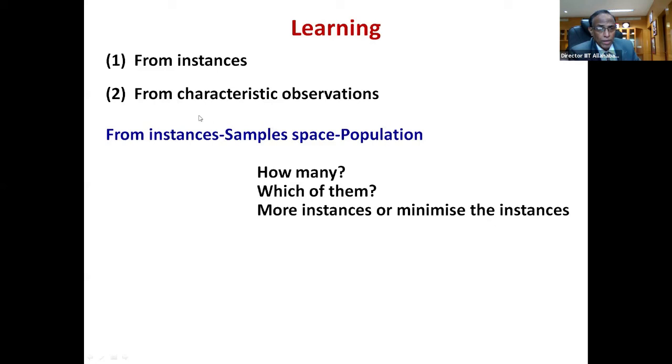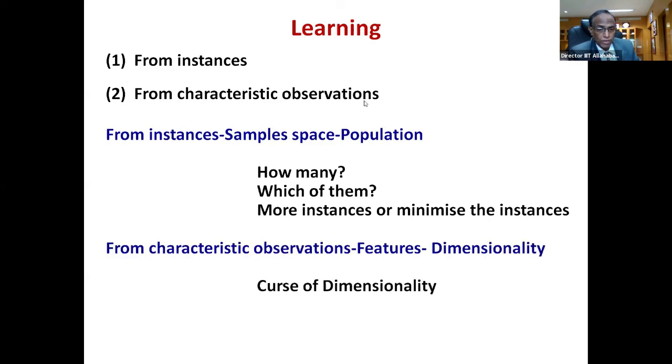Now, the other point I told you, from characteristic observations. What are those characteristic observations? The number of observations constitutes the feature space. This is sample space, and every sample is characterized with the observations, which are called feature space, and mathematically we call it the dimensionality of the space. So which features? So naturally, in your own way you might have understood what the curse of dimensionality is.